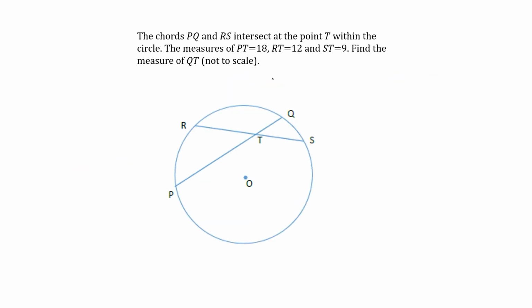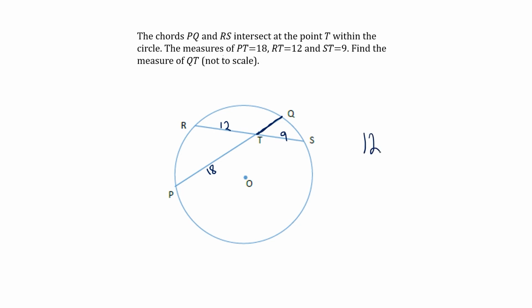The chords PQ and RS intersect at the point T within the circle. So this is basically the same kind of problem, but easier. The measure of PT equals 18. We're going to label as we go. RT equals 12, and ST equals 9. Find the measure of QT. So it wants this length here, not the whole line, not anything else, this length here.